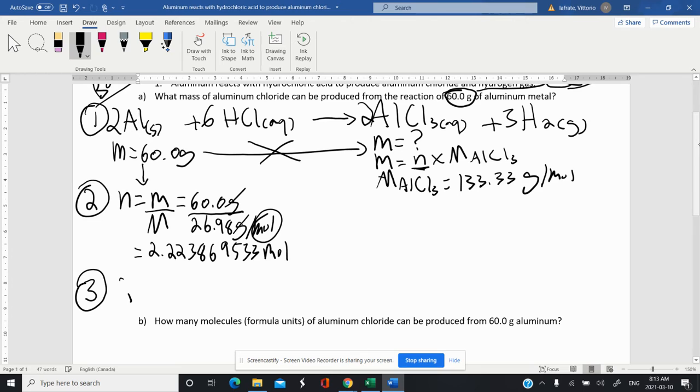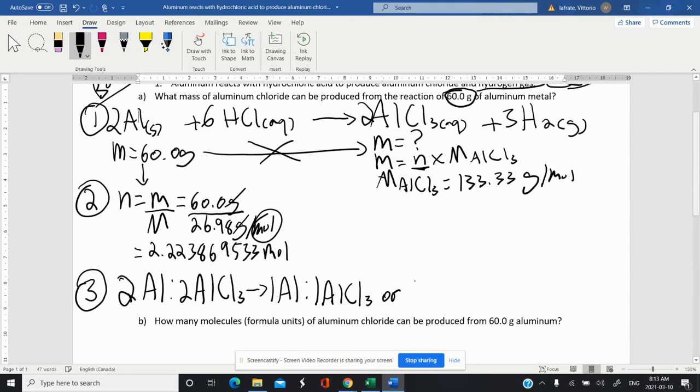So we have 2 aluminums for every 2 aluminum chloride, and that can be simplified to a 1-to-1 ratio. 1 aluminum for every 1 aluminum chloride. And you could even write it as a fraction or as a conversion factor. So you can say that for every 1 aluminum, there is 1 aluminum chloride. And you can apply this conversion factor in the next few steps we'll be doing.